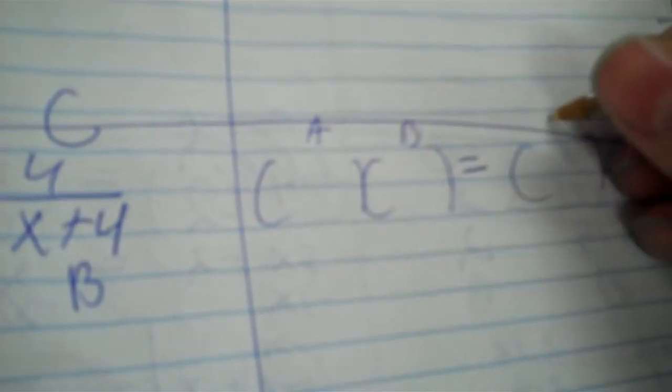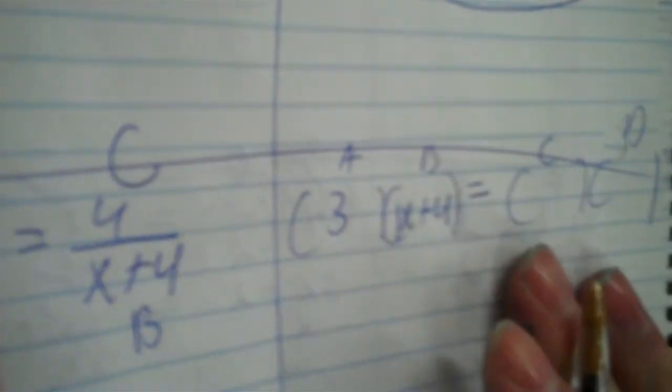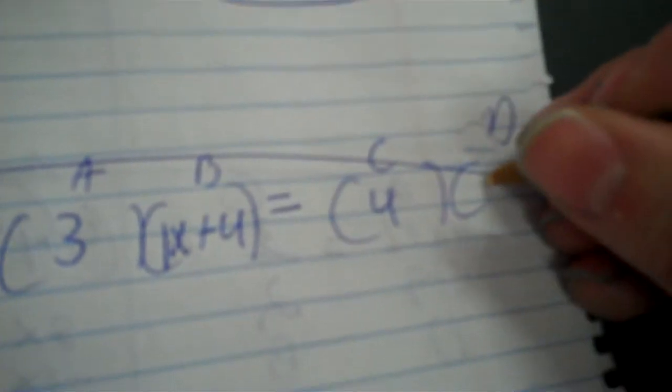Okay, next one. 3 over x plus 1 equals 4 over x plus 4. Line it up. You should be getting the hang of it by now. A times B, C times D. So my A is 3, my B is x plus 4, 1x plus 4. My C is 4, my D is x plus 1.